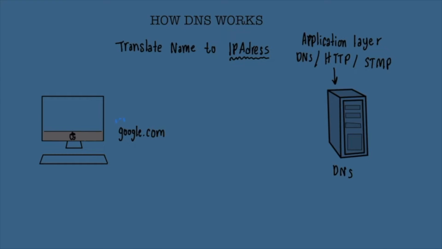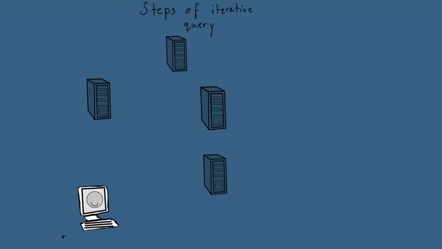The user machine will run the client side of the DNS application, which will send a query containing the hostname to a DNS server. The DNS client eventually retrieves a reply, which includes the IP address for the hostname. Once the process is done, the computer will be able to communicate with a Google web server and retrieve the web page.